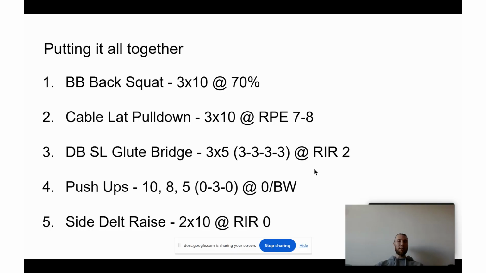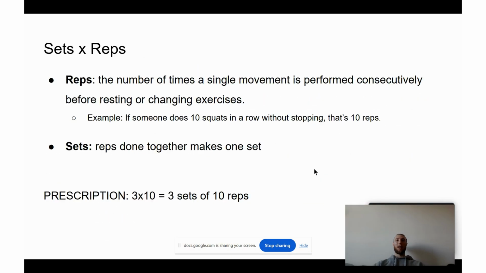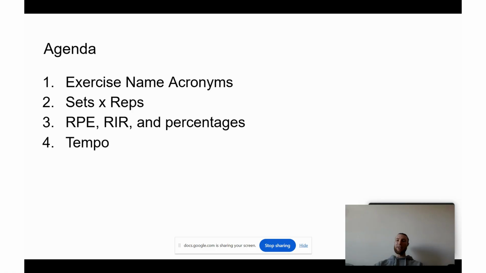So, this is a summary again of how to read exercise prescriptions. We talked about some acronyms. We talked about sets and reps, what those are. Load prescriptions for RPE, RIR, and percentages, and then tempos.